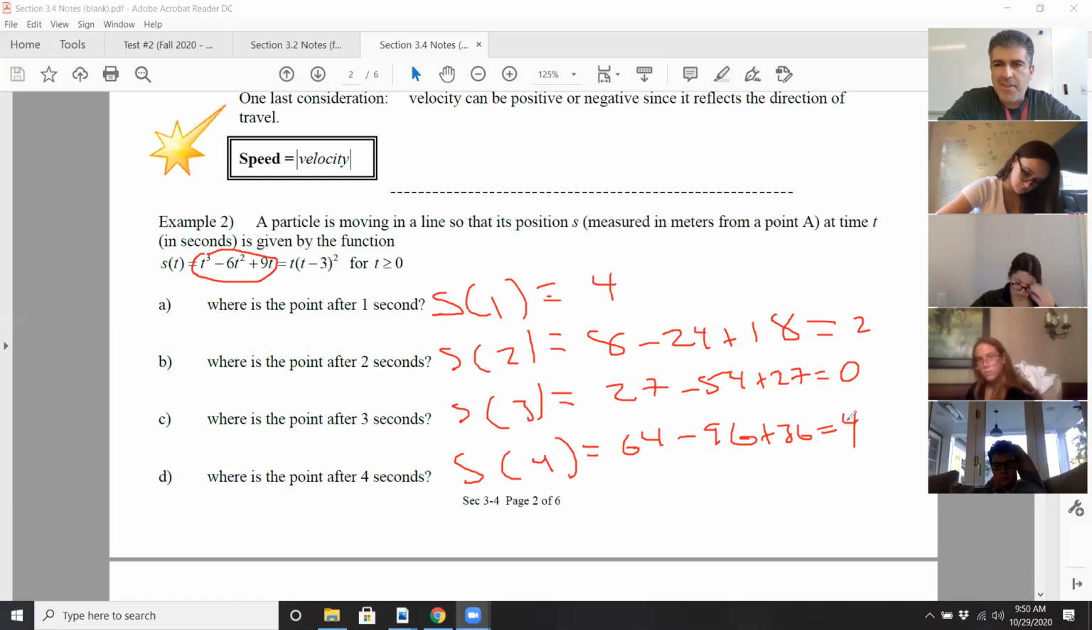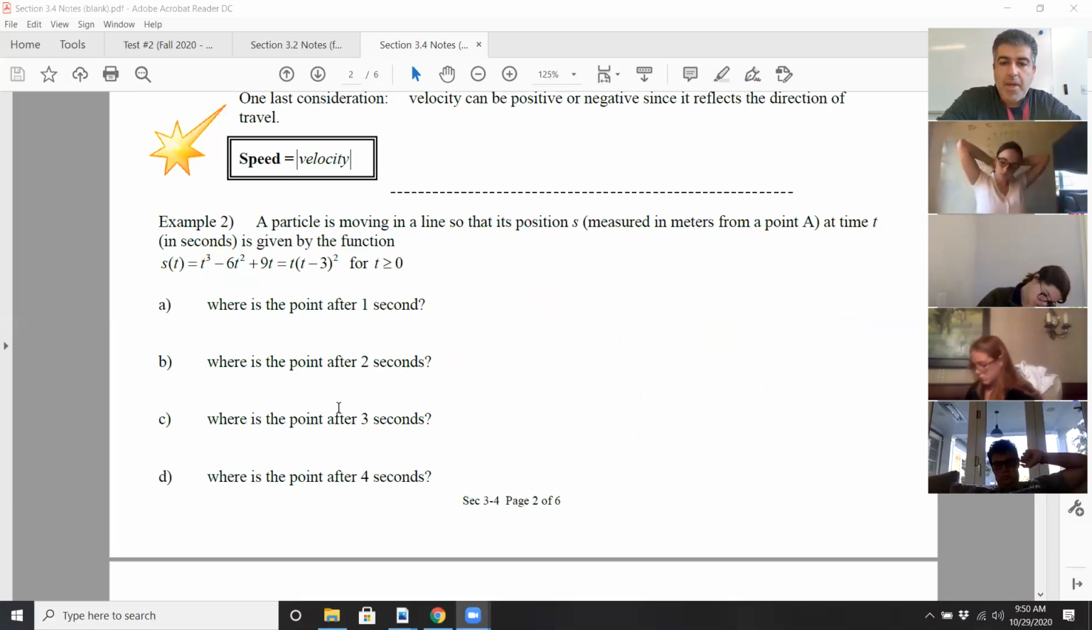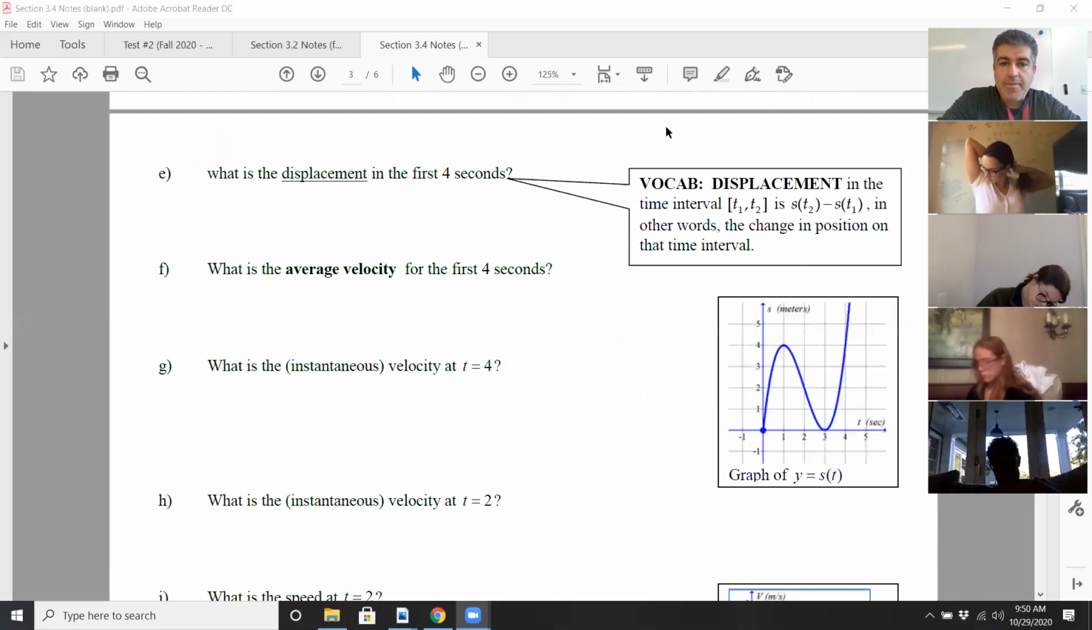That's just easy. It's plug and chug, right? I'm not too worried about that. You guys are going to be fine with that. Okay, any questions so far about what we just did? Just plug it in, right? And the points are plotted right here, right? 0, 4, 2, 0, and back to 4.